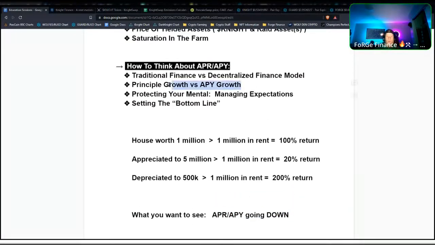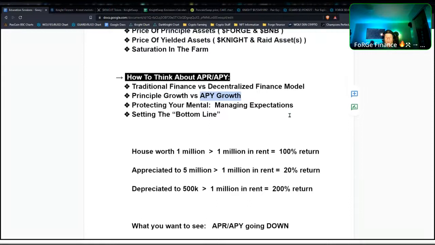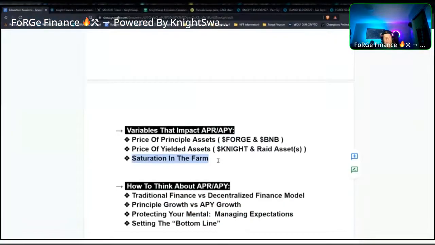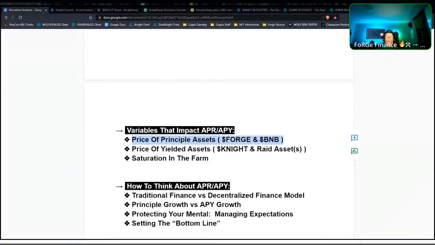We talked about this already. We baked a lot of this into the caveats, but what you're looking for is growth in your principal, not growth in your APY. Because if the APY is going up, it can mean a number of things. Like we talked about, it could mean that the price of night is going up. It could mean that people are pulling out of the farm, so your APY is going up because there's less saturation. Or it could mean that the price of your gold mine is going down.